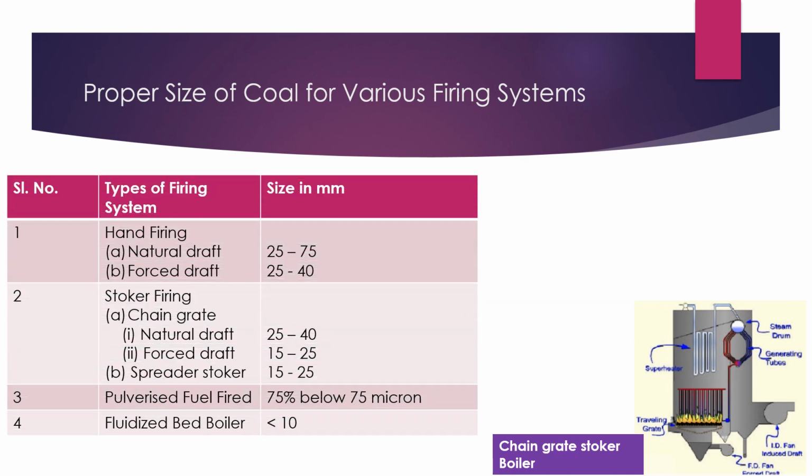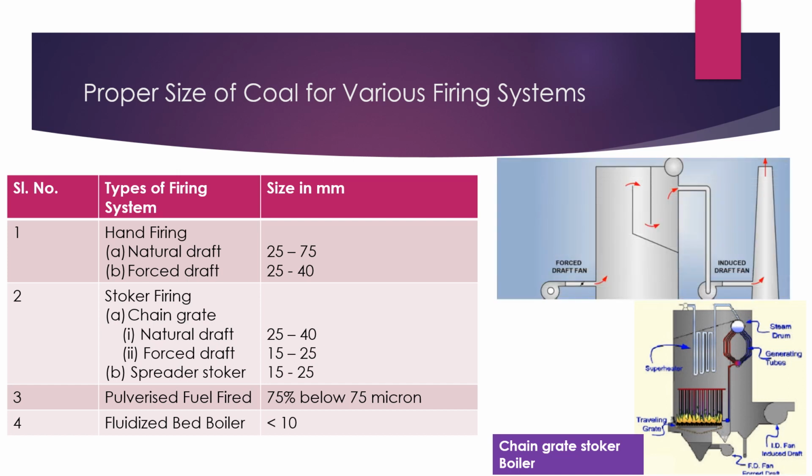The table shows the size of coal to be used for various firing systems. From this table, we see that bigger size coal is used in natural draft hand firing system. For pulverized fuel fired boiler, the coal size should be 75% below 75 micron. In case of fluidized bed boiler, coal of size below 10 millimeter should be used.